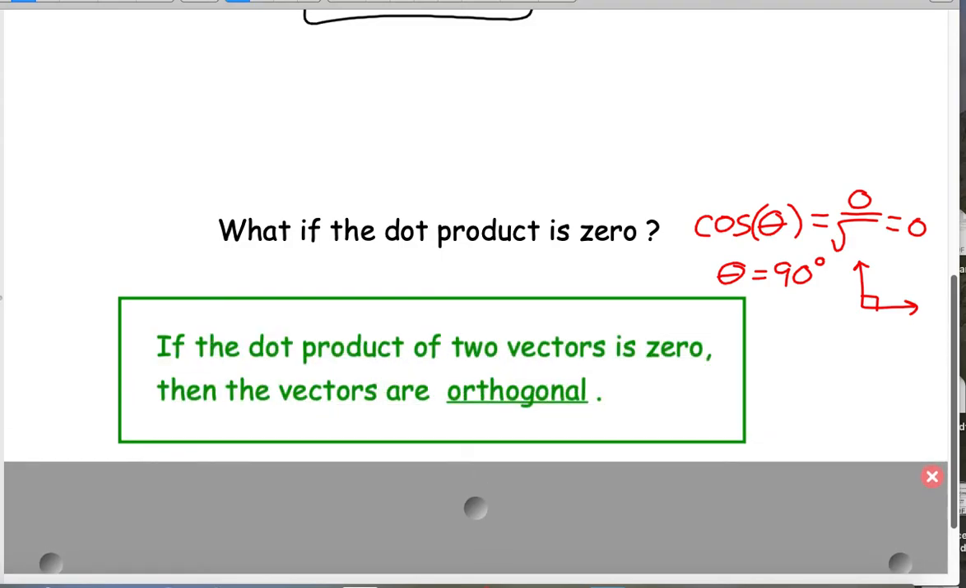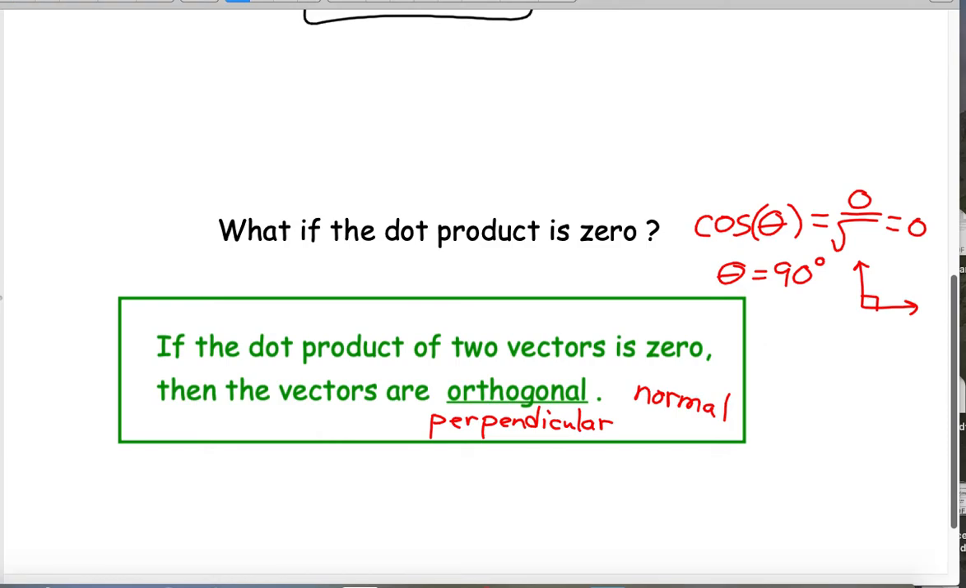So if the dot product of two vectors is 0, then the vectors are orthogonal. So orthogonal, perpendicular, or normal. All three of those terms mean the same thing. Orthogonal, perpendicular, or normal. All right, so that's an easy way to figure out if two vectors are perpendicular. Just check their dot product.